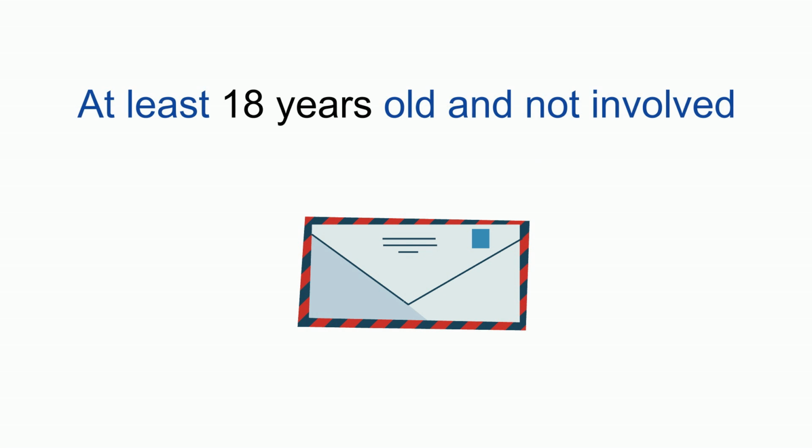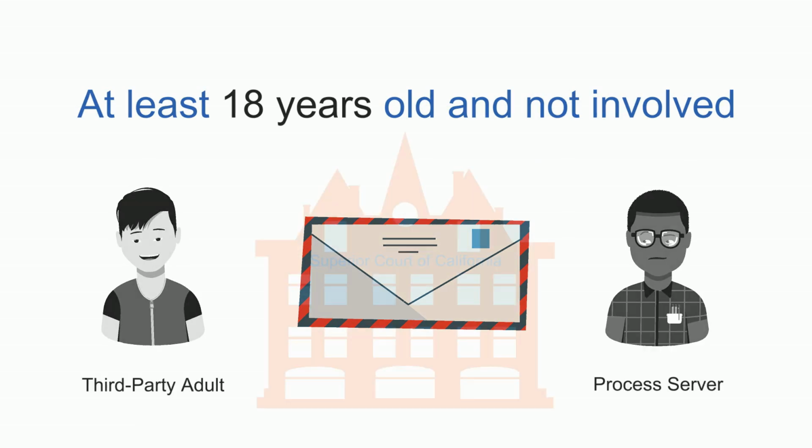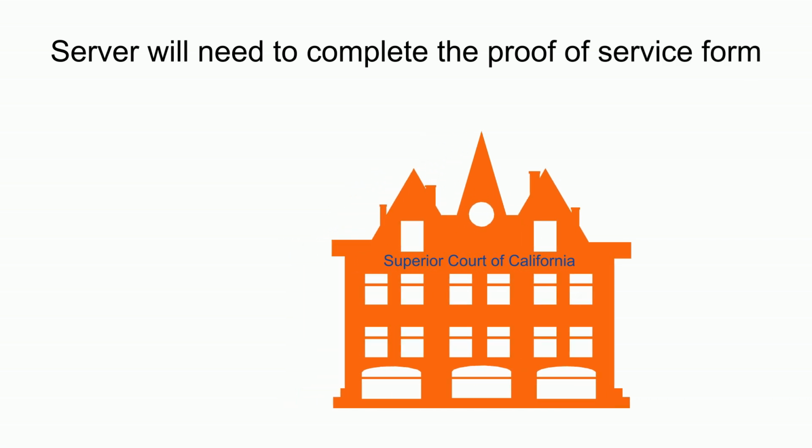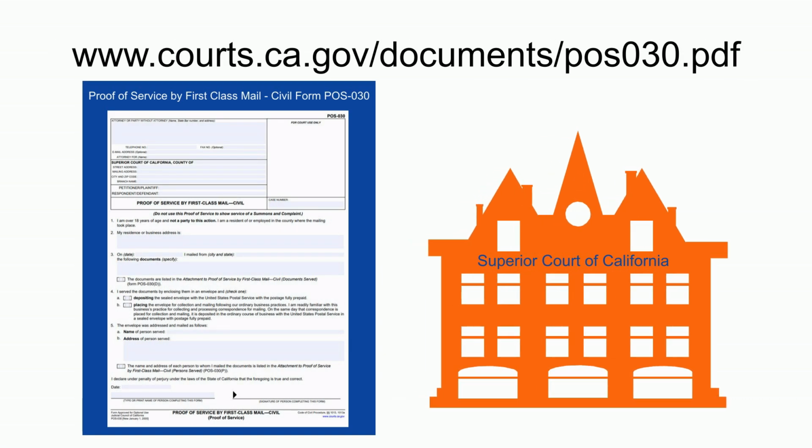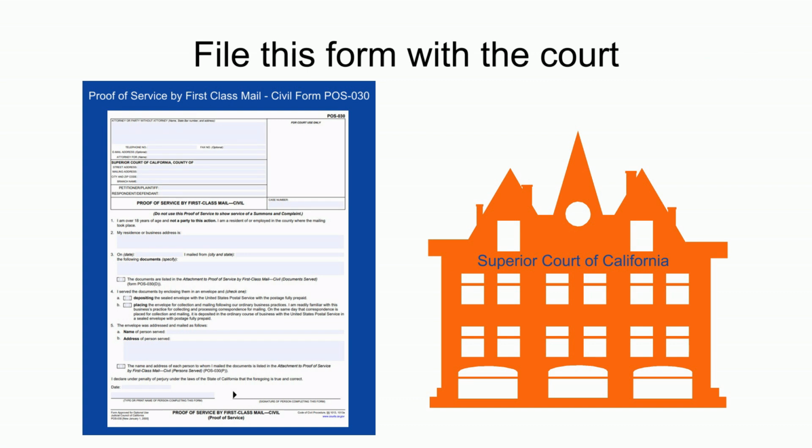Next steps. A copy of the answer will need to be served by mail to the plaintiff or plaintiff's attorney by someone over the age of 18 and not a party to the case. The server will then need to complete the proof of service, Form POS 030. You will need to file this form with the court.